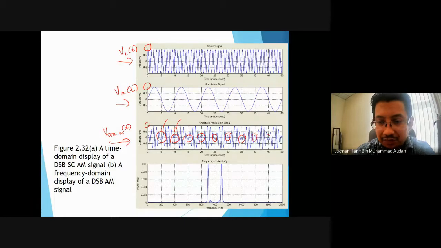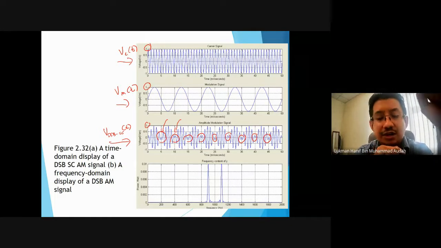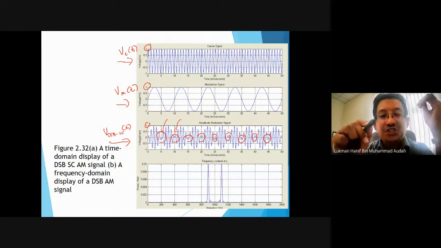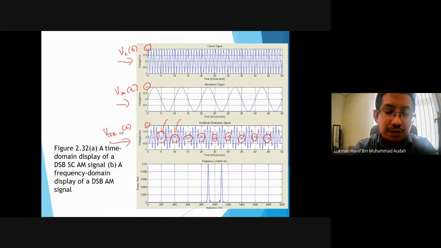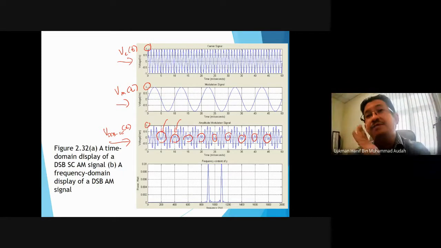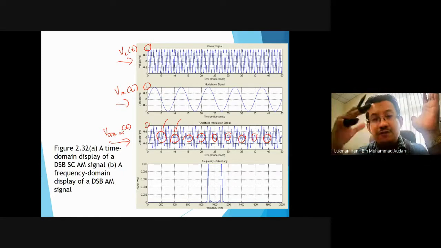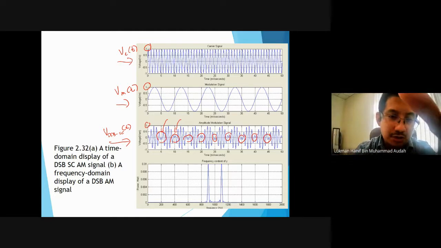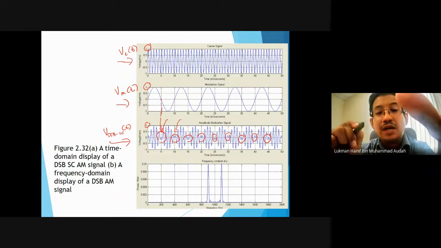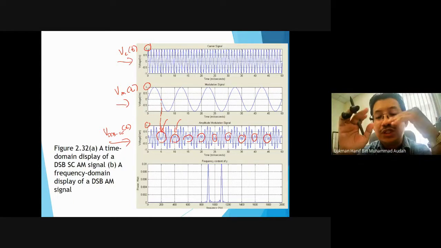Ini apa benda ni? So if you see from here, this is what we call a 180 degree phase shift. Phase shift pada output ini berlaku apabila input message, information signal berubah polarity daripada positif ke negatif ataupun daripada negatif kepada positif. Contoh di sini yang pertama, kalau you lihat berlakunya perubahan polarity pada masa ini, so pada output akan berlakunya perubahan fasa sebanyak 180 darjah.